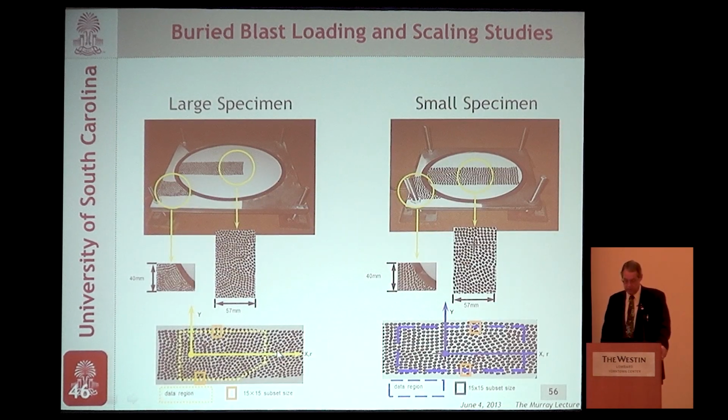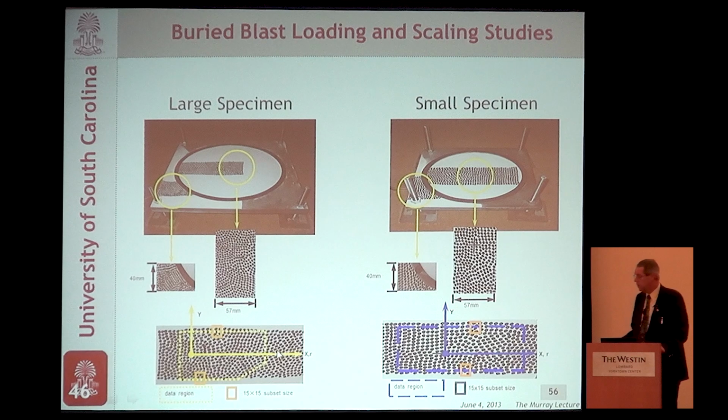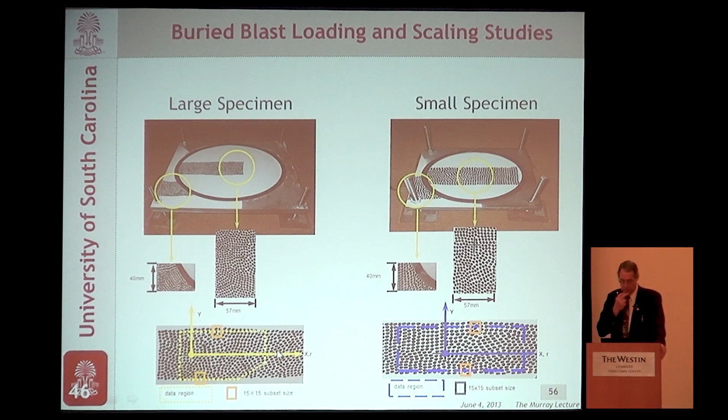Here's the specimen. I'm not going to show this in detail. This is the pattern we used for the large specimen. This is the pattern we used for the small specimen. The dots were placed on by hand with a marker, and they worked fine. The background was painted with an epoxy paint.